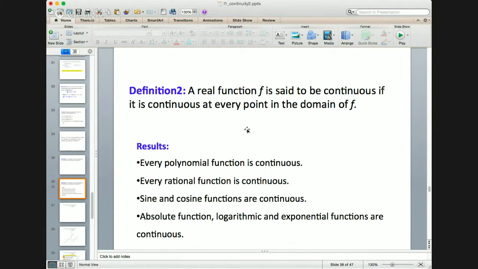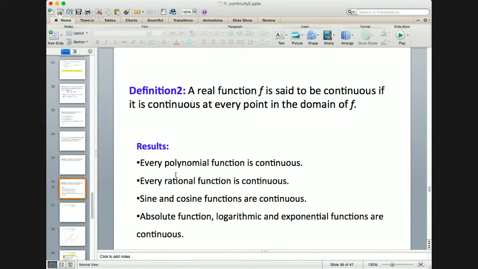At the same time, let's think about how small results like these stand true. Every polynomial function is continuous. Every rational function is continuous. Sine and cosine are continuous functions. We had briefly talked about these little results last time as well.